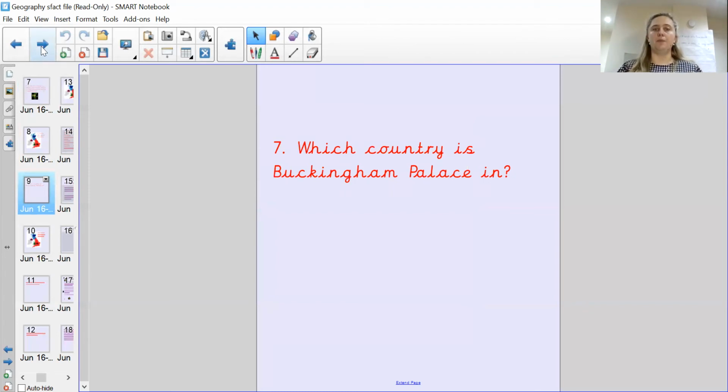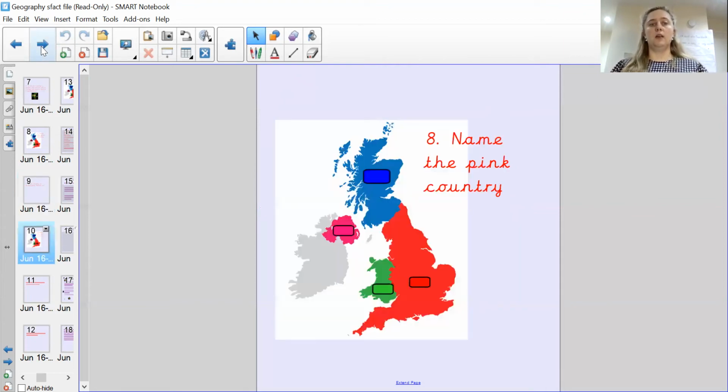Number 7. Which country is Buckingham Palace in? Number 8. Name the pink country.